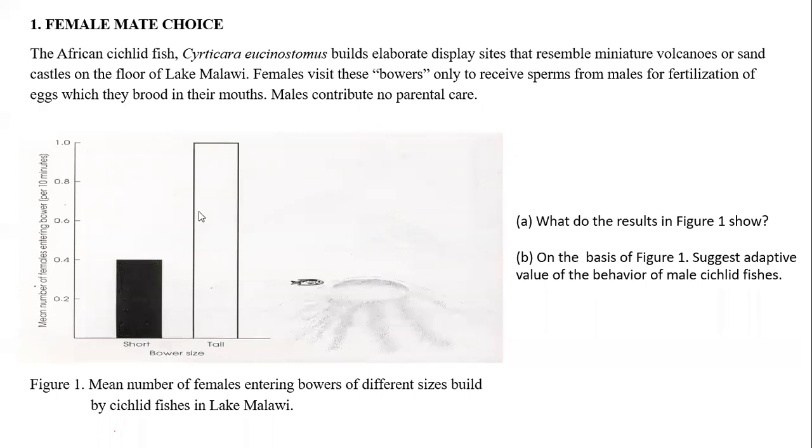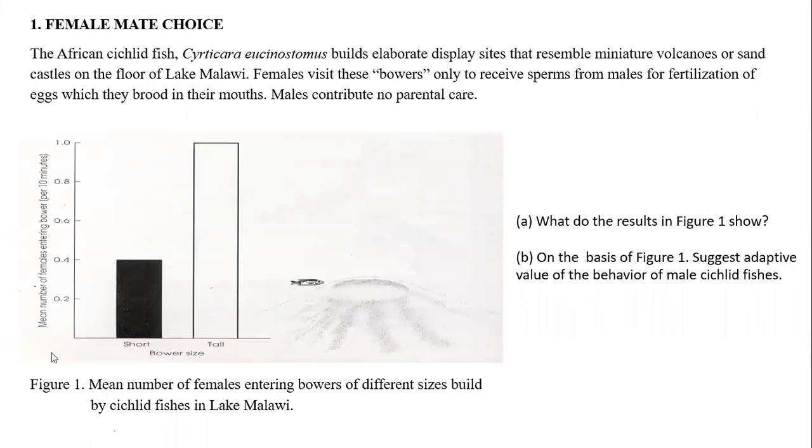So the next thing we need to do is to look at what is on the y-axis and what is on the x-axis. Here on the x-axis, there's short and tall bower size. So we know that a bower is a castle. It means that this bar represents the short castle, and this one represents the tall castle. It means that the males make short castles, and some males make high or tall castles. So we know there's a short and a long castle.